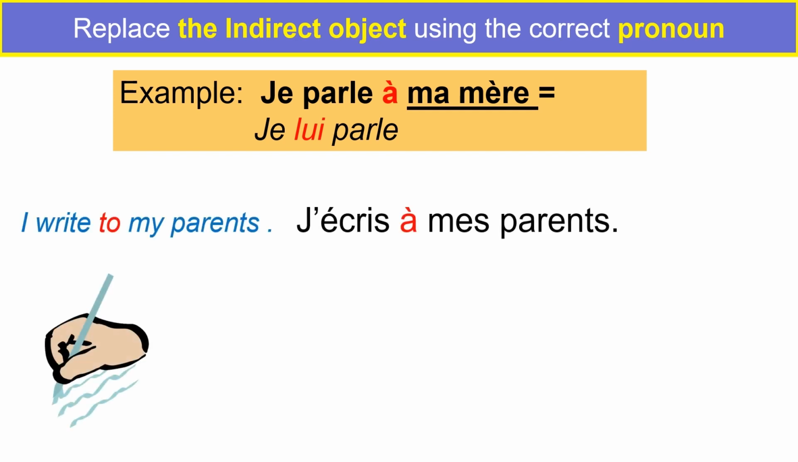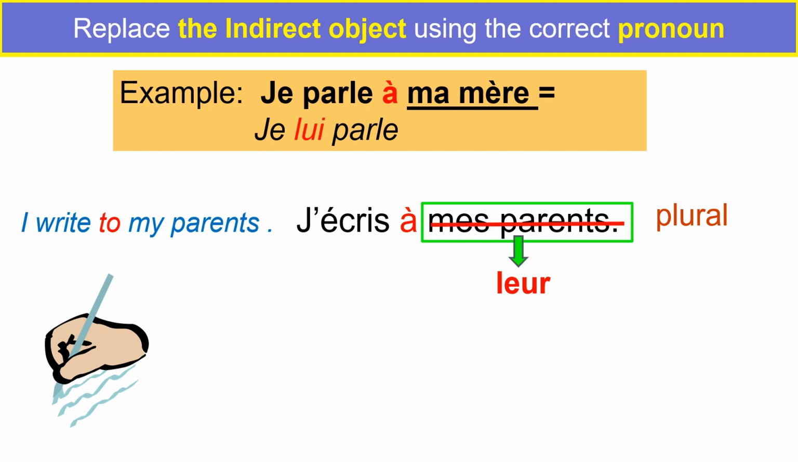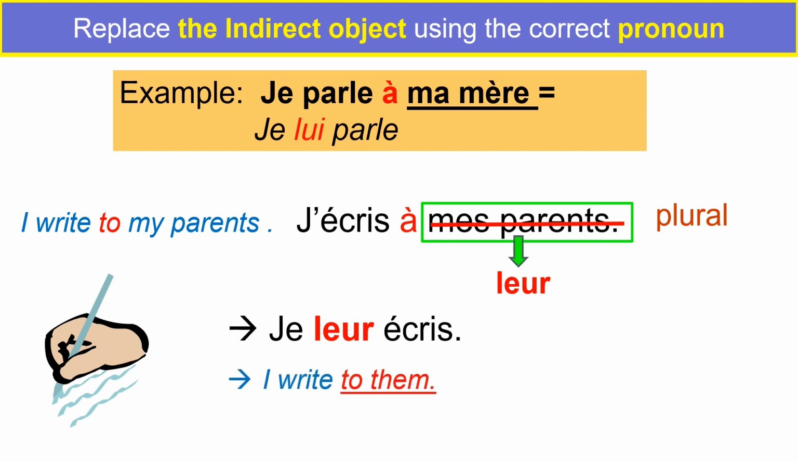In this example, I write to my parents, j'écris à mes parents. The indirect object is my parents, mes parents. It's a plural word, they, so the correct pronoun is leur, so I get rid of the indirect object and put the pronoun in the correct position, which is before the verb, and we end up with je leur écris, I write to them.